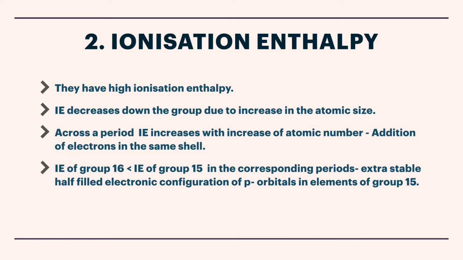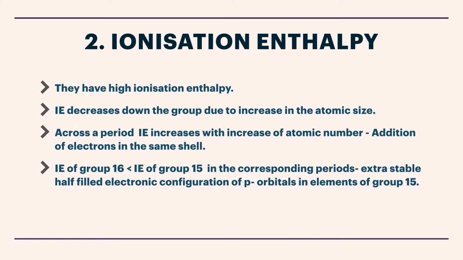Now next one. Across a period, ionization enthalpy increases with increase in the atomic number. Why? Because the electrons are added in the same shell, and as a result, across the period, the atomic size decreases. If the atomic size decreases, the nuclear charge felt by the last electron will be more. Therefore, the ionization enthalpy increases across the period.